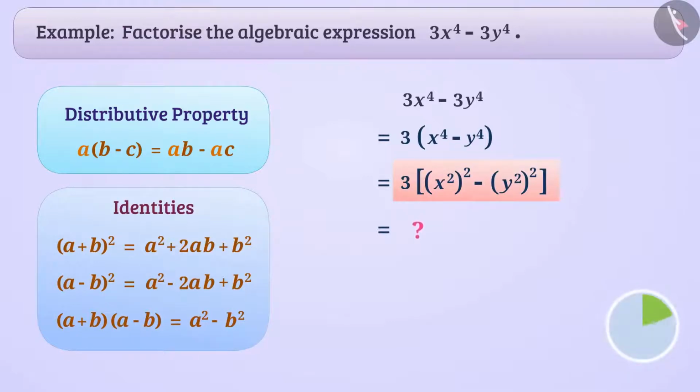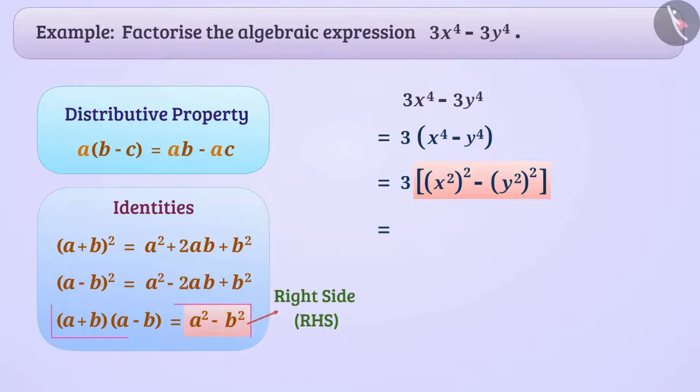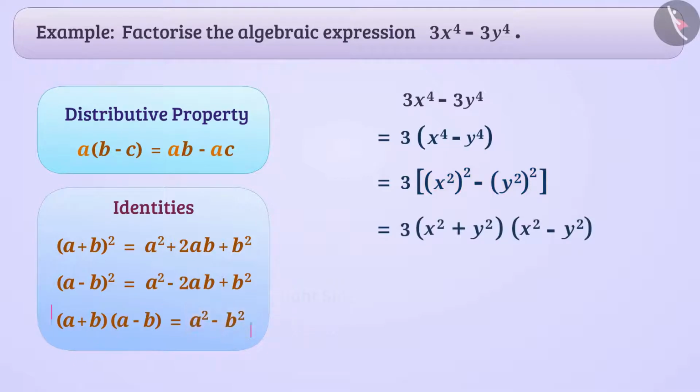Pause the video and try it. Let me tell you, we see that the expression written inside the bracket corresponds to the RHS of the third standard identity. Now, we can write it in this way using this standard identity. Again, here we see that the expression x square minus y square corresponds to a square minus b square of the third identity. That's why we can express this expression like this.